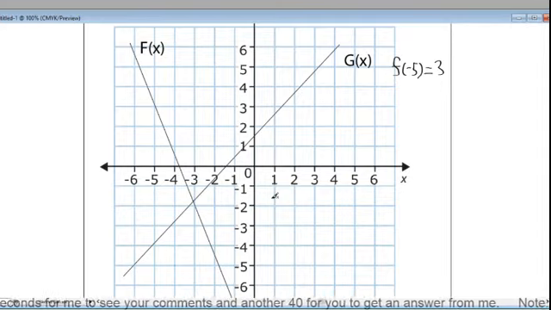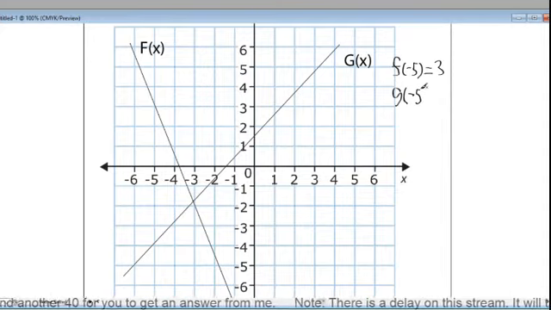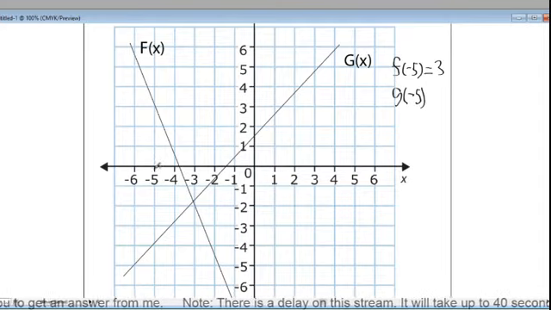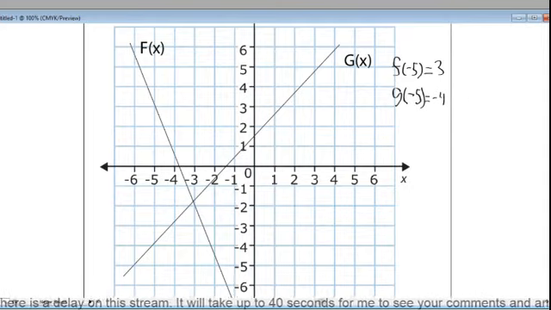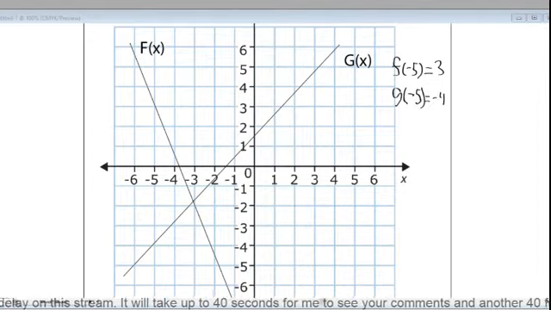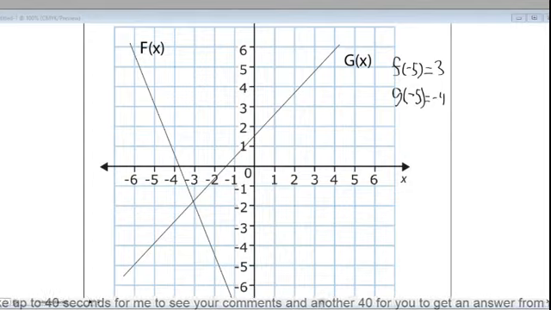Okay, same thing for g of x. G of -5. We're going to find -5 on our x and then scroll down until we see where that crosses, and it crosses at -4. So now we have our input and our output. Our input again was -5, and we found our outputs at 3 and -4 for F and G.